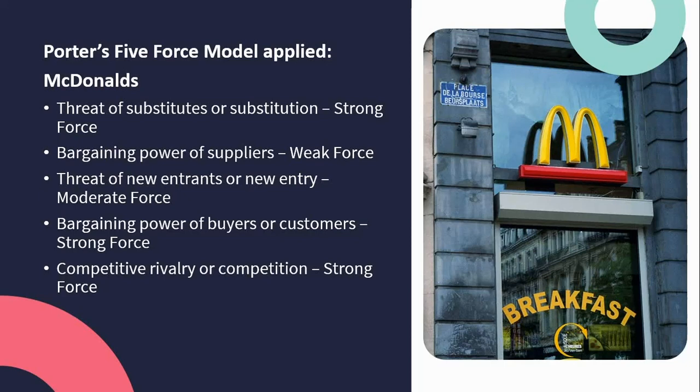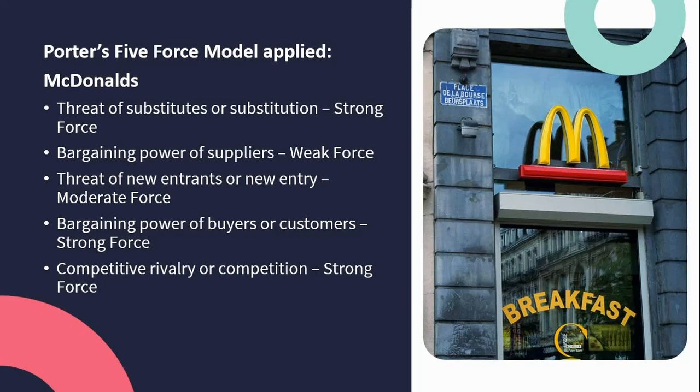So just a quick recap. In terms of threat of substitutes, there is a strong force that McDonald's has to deal with. The bargaining power of suppliers is low, so McDonald's is fine with this point in their company model. But they have a moderate issue when it comes to threat of new entrants, so new companies joining the market. There is a high level of bargaining power of buyers and customers. This means that consumers will dictate the behavior that they want from McDonald's. And finally, there is a lot of competition that McDonald's has to face, and this really impacts their external environment. There you guys have it. So here we have Porter's Five Forces applied to McDonald's.